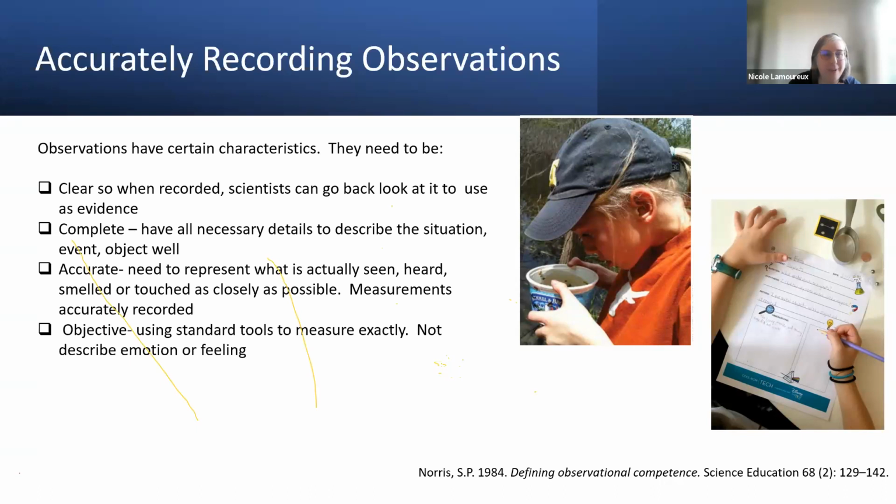It should be objective. Again, that was highlighted in grades 2 and 3. For example, using a standard tool, they're measuring exactly, but not describing emotion or feeling. They might say the seed is small. That's actually where children tend to jump into making inferences. What they should be doing when recording an observation is saying the seed was 35 millimeters, not making generalizations or inferences like the seed is small. Or the seed is 3 paper clips long, if they're using non-standard units in grades 1 and 2.